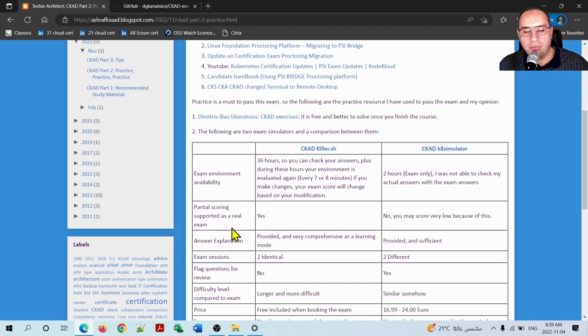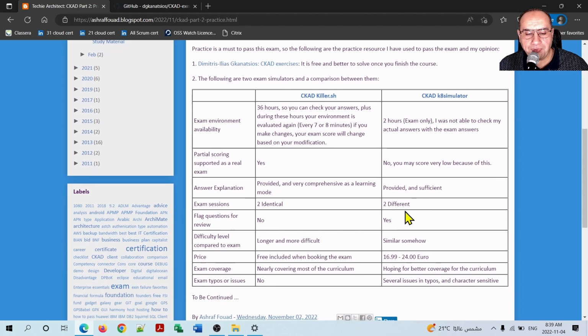Partial scoring is supported as in the real exam, which is very, very important. In Killer.sh, you will find every exam has a list of subtasks. Once you finish a subtask correctly, it will be marked as correct and it will increase your score. Whereas for the CKAD Kubernetes emulator, if there is a single mistake, the whole question is considered wrong.